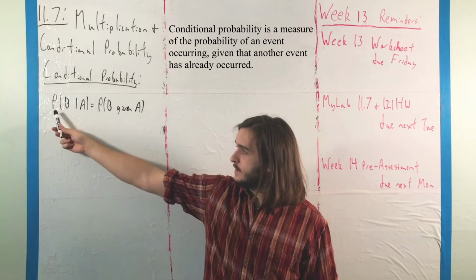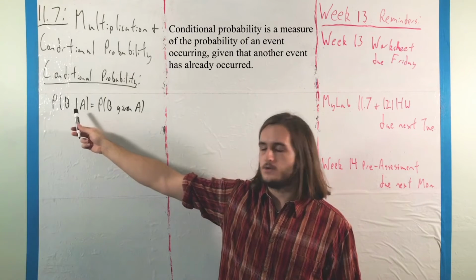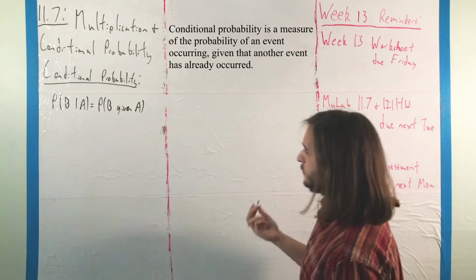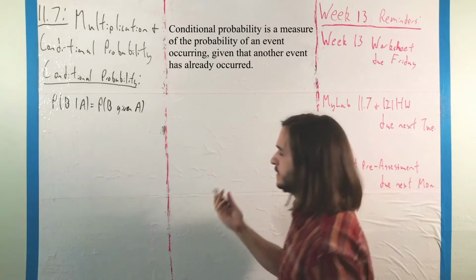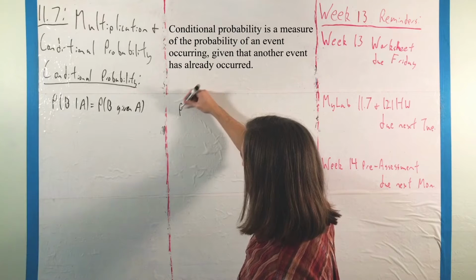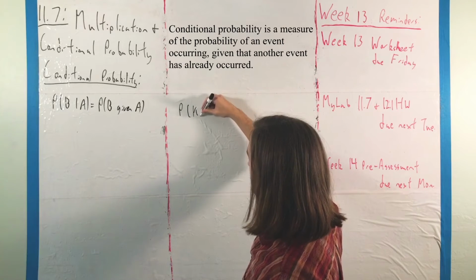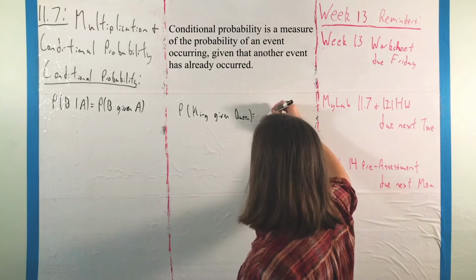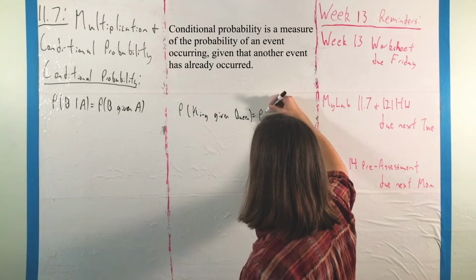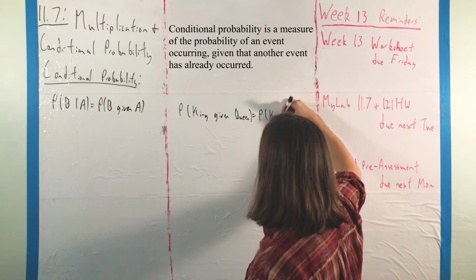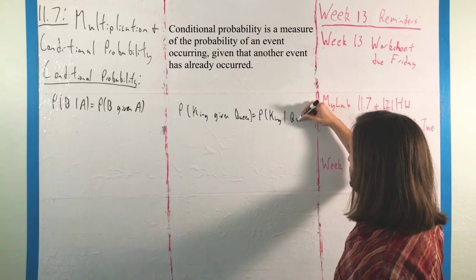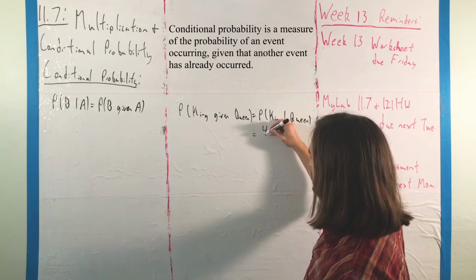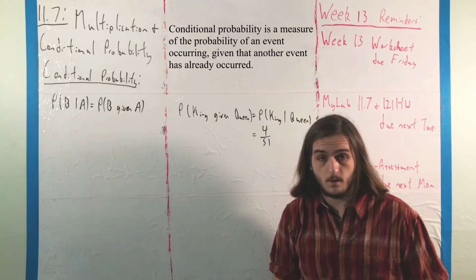So this P of B bar A can be read as the probability of B given that A has occurred. So for example, with those cards from before, we were talking about the king. We could say the probability of a king given a queen can be notated as the probability of the king and then vertical bar queen. So that bar just means given, which as we saw was 4 out of 51.